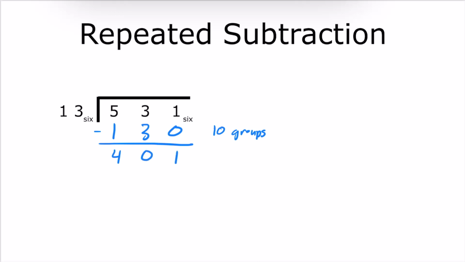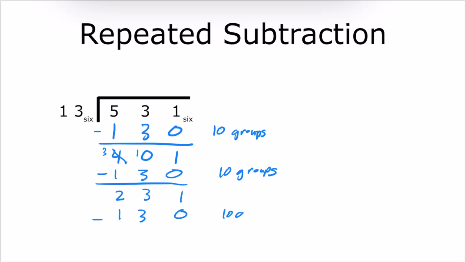And again, I have enough to subtract 1, 3, 0 again, so I have enough to make another 6 groups. And 1 minus 0 is 1. I can't do 0 minus 3, so I'll borrow from here. And if I have 6 minus 3, that gives me 3. And 3 minus 1 gives me 2. Then I can subtract another 6 groups. And when I do that, that's going to give me 1, 0, and 1.